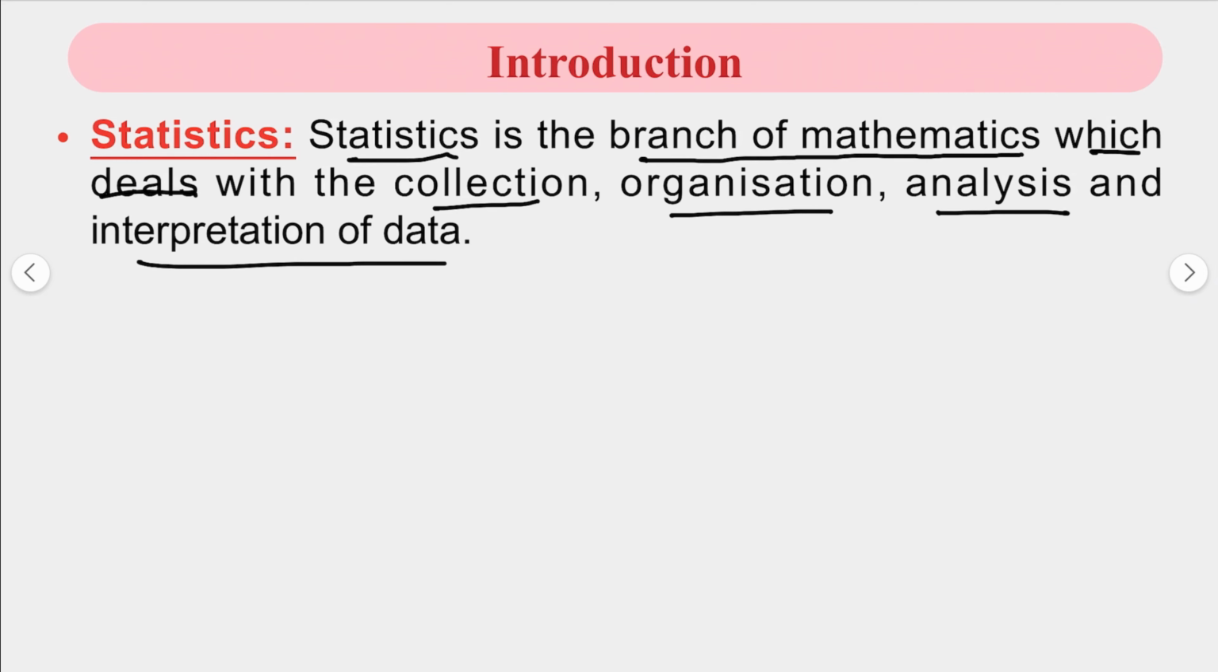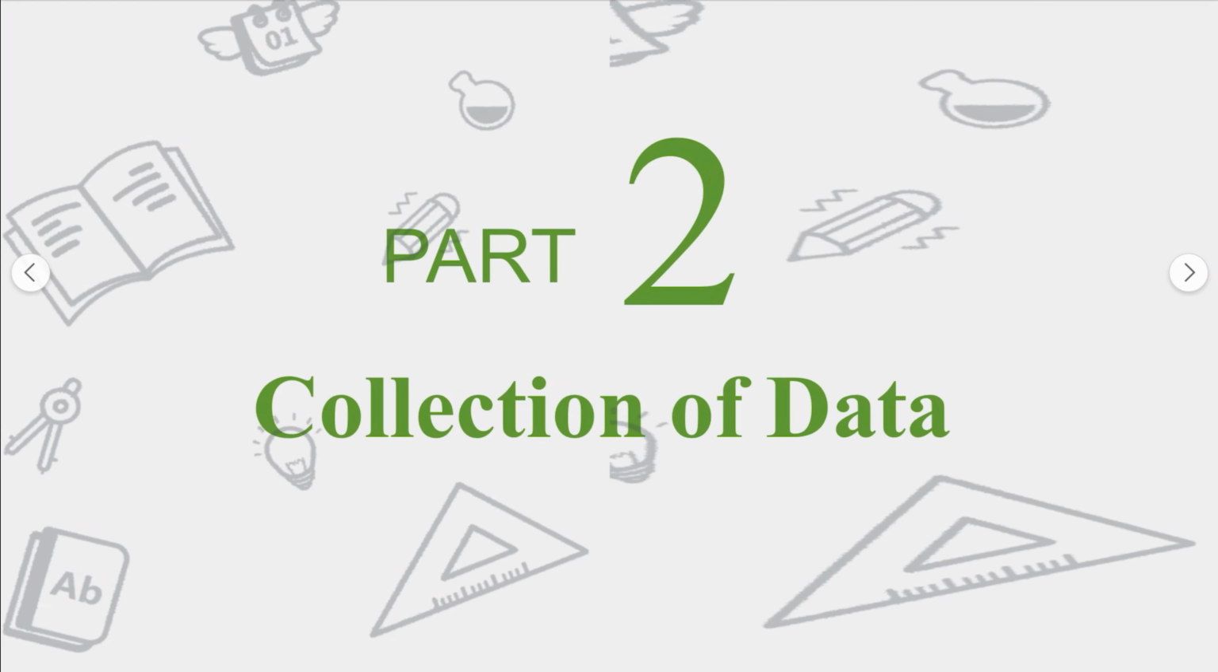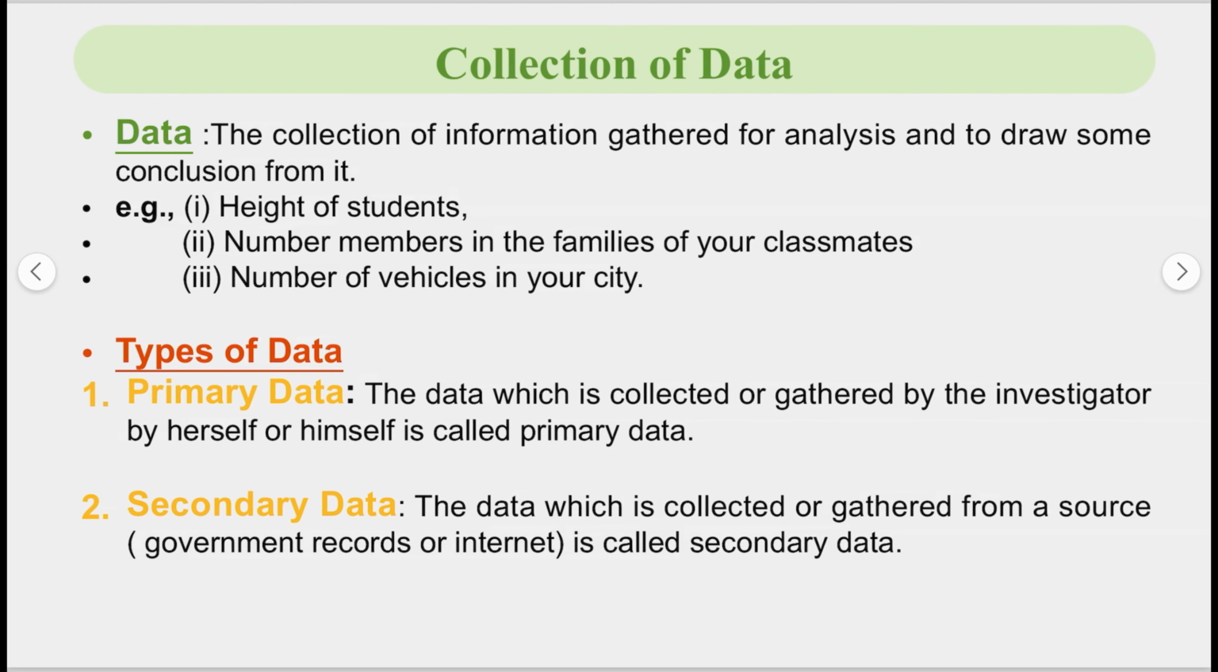Let's move ahead to the next subtopic, which is collection of data. In collection of data, first what we have to understand is what is data. The data simply is the collection of information. If you are asked to define data in the simplest form, you can define it by just these three words: collection of information. And if you want to elaborate, you can say data is the collection of information gathered for analysis and to draw some conclusion from it.